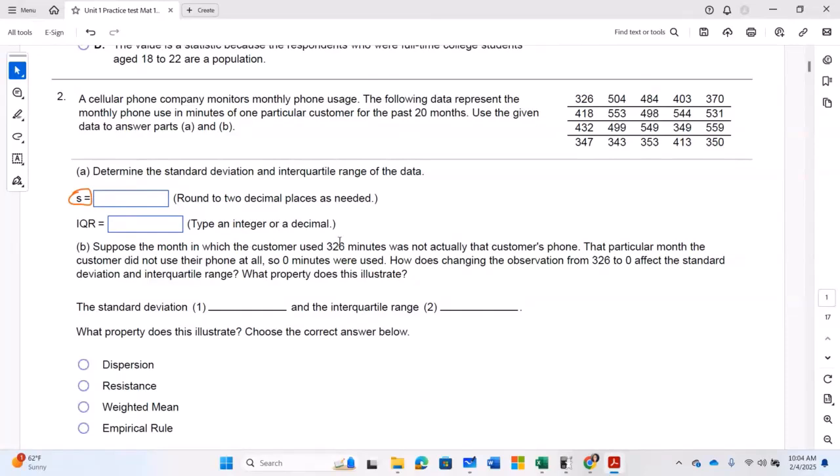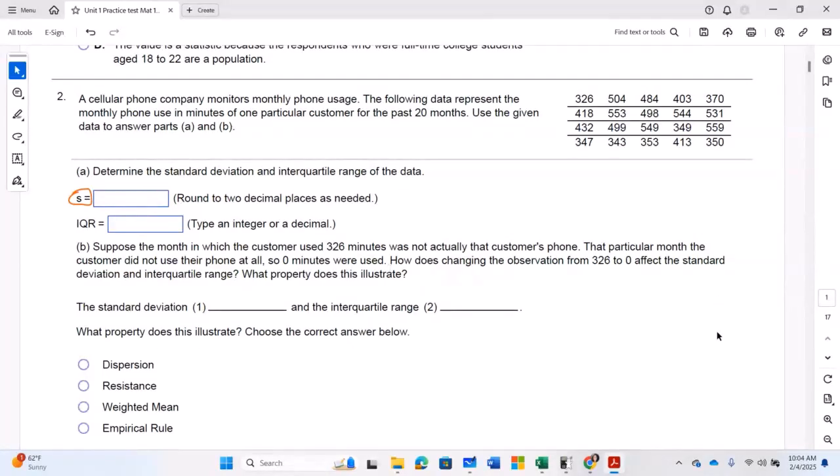In which the customer used 326 minutes was not actually that customer's phone. That's a problem. That particular month, the customer did not use their phone at all. So 0 minutes were used. How does changing the observation from 326 to 0 affect the standard deviation and interquartile range? In other words, we're going to change this data to 0. What property does this illustrate?